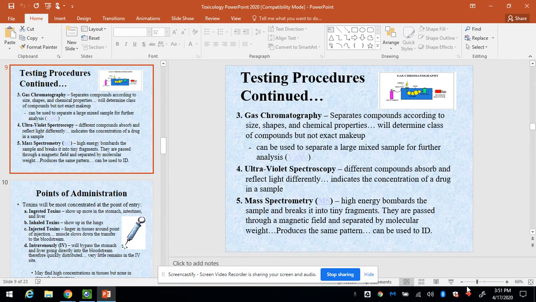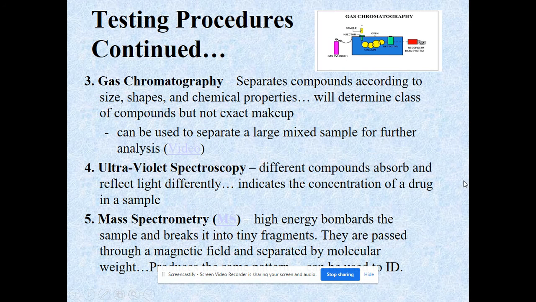And they have a machine now that's called a gas chromatograph, which does gas chromatography. And it basically separates compounds out according to size, shape, and other chemical properties. It doesn't give the exact makeup, but it does give class of compounds. So that can be really helpful if you're trying to figure out what a substance might be. So still a little bit pricey, but it's one of the more common machines that are available for testing to help determine what compound, what drug might have been used to poison somebody.